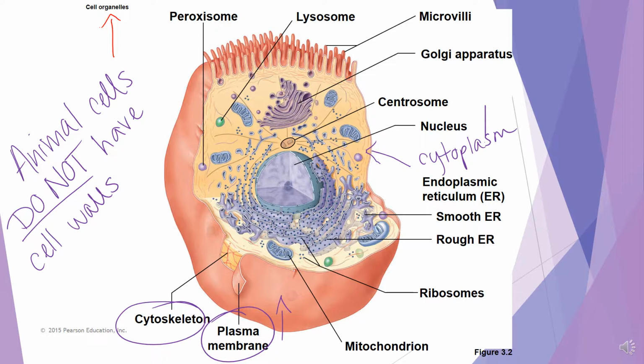Then we have the nucleus. The nucleus is typically in the center of the cell. Sometimes it's flattened, sometimes it's nice and round. Just depends on which cell type we have. And the nucleus houses the DNA and genetic material. It provides instructions for building proteins. And proteins are going to be very, very important in the body.